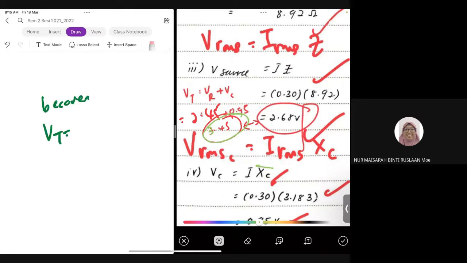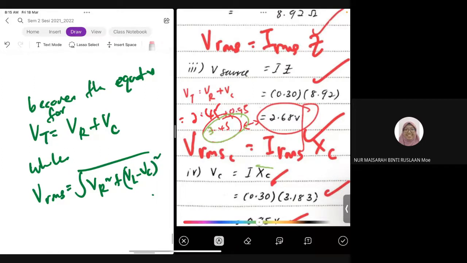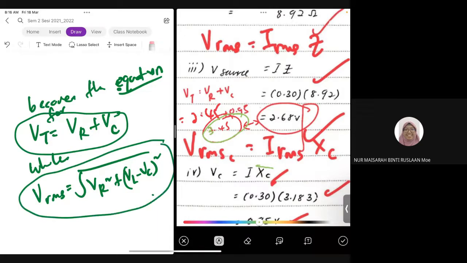V total is equals to VR plus VC, while VRMS equals to square root VR squared, because the equation lah, the equation for yang ni VL minus VC squared. So that's why dia akan dapat different lah. Sebab kalau equation untuk V total adalah plus, kalau equation untuk VRMS you kena buat square root ni.